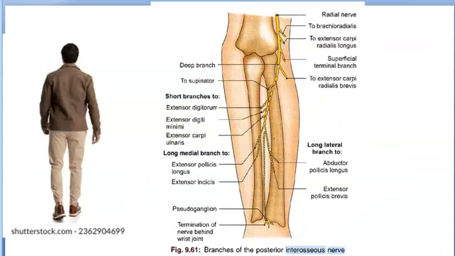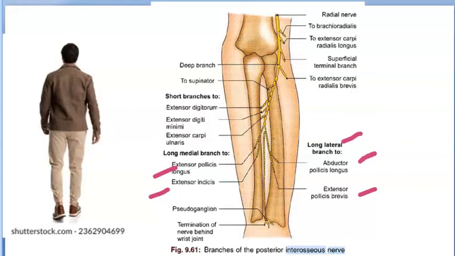Okay. So long branches, you have medial and lateral. Lateral always will be what? Medial will always be what? It's difficult to say. There is no logic here. So the lateral branch. Where is lateral branch? Oh, here. The long lateral branch, it will supply the abductor pollicis longus and extensor pollicis brevis. Okay. And here on this side, you have the extensor pollicis longus, extensor indicis.